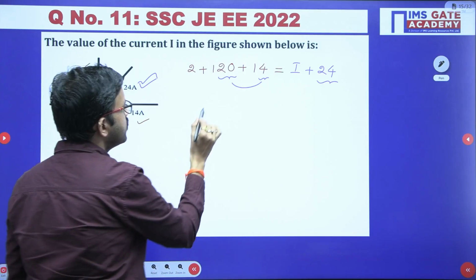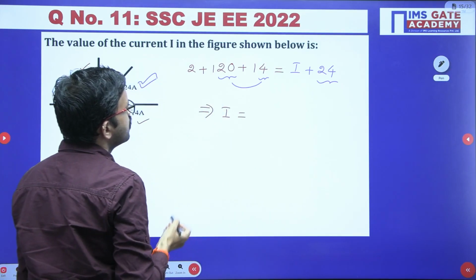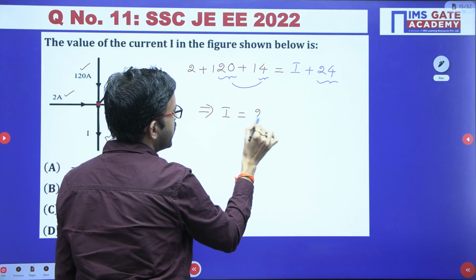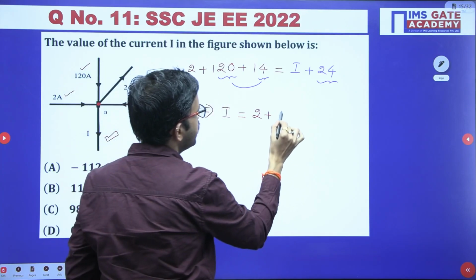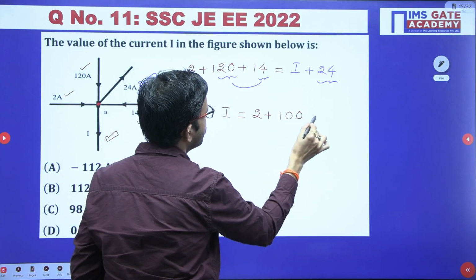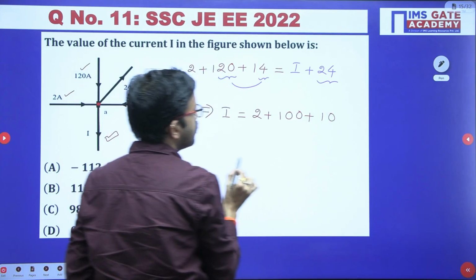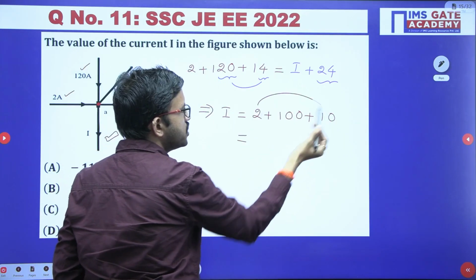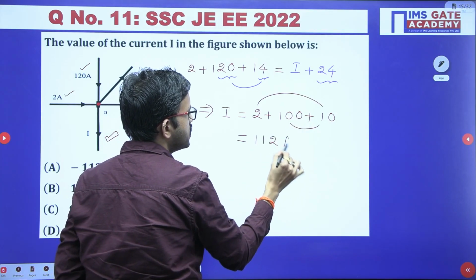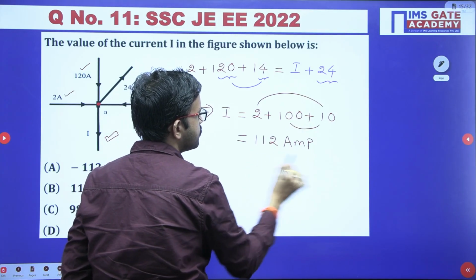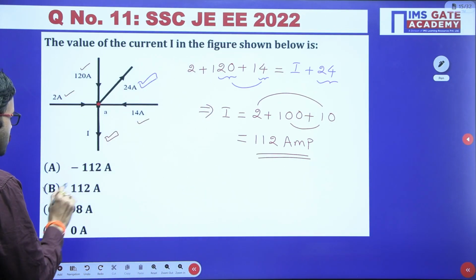Okay, after that if you observe, here 2 I am considering as it is, here I have considered 20, right? That means here 100 is left, okay, and here I have considered 4, that means 10 is left. Okay, 10 plus 2 is 12, 12 plus 100, that is 112. Units are ampere. I equal to 112 ampere. So that means option B is correct.